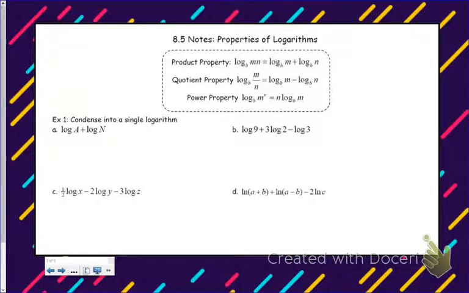So these are three really important properties for logs that we're not only going to use today, we are also going to use these once we get to solving. So it's going to be really important for you guys to be comfortable with these. So the first thing we're going to do is go the opposite way. We're going to take multiple logs and condense them into one.